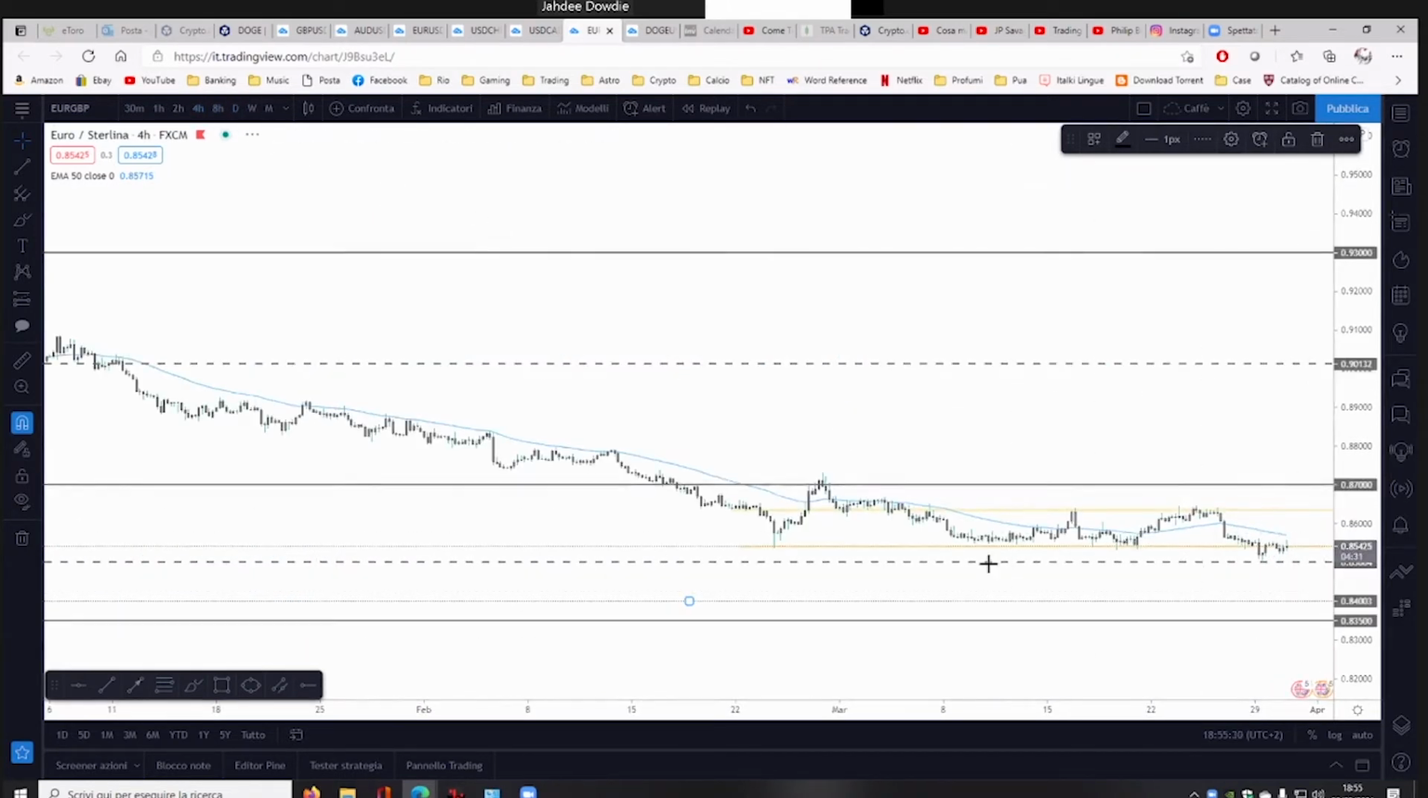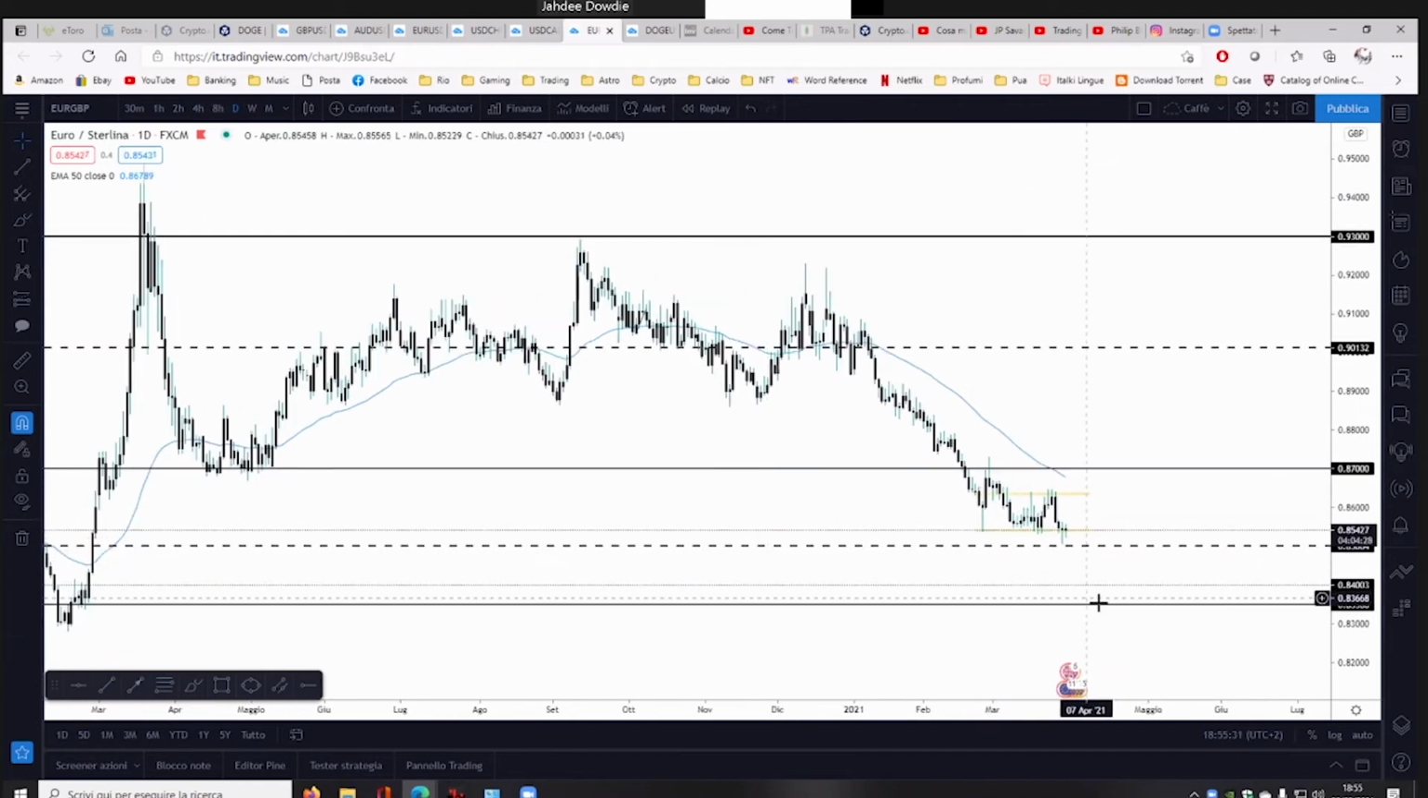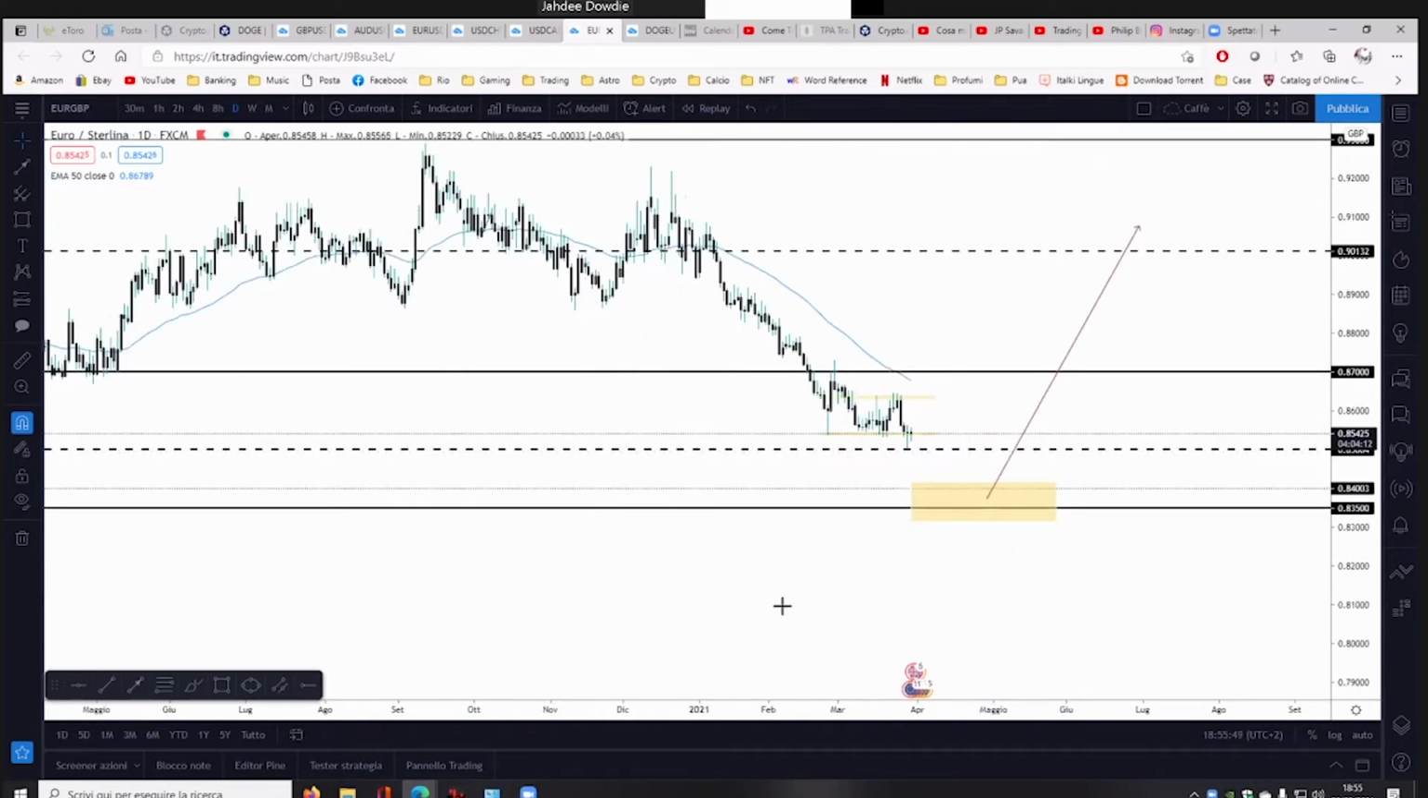Also because if you are here in this area, how much room does the price have to rise up again? This is a huge move. It might never happen, because the price, for what we know, can still go down. Nobody knows.